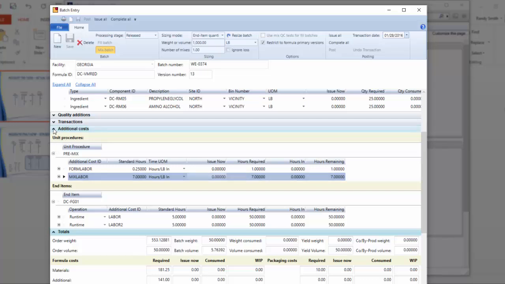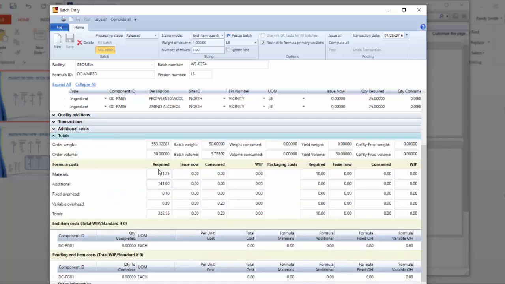So let's see this in action, if you will. These are my theoretical costs. My theoretical material cost is for the 20 to 50 pounds in total of raw material.